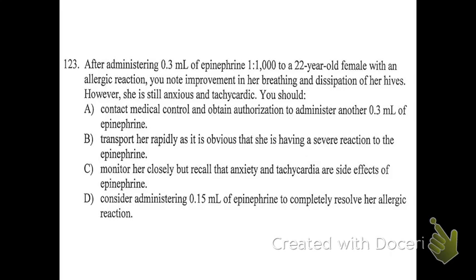And it does make sense. Epinephrine, what does it do? It constricts those blood vessels, raises the heart rate, raises blood pressure. It would make sense that you're going to still be seeing some of these signs after you give her epinephrine. Does that make sense?